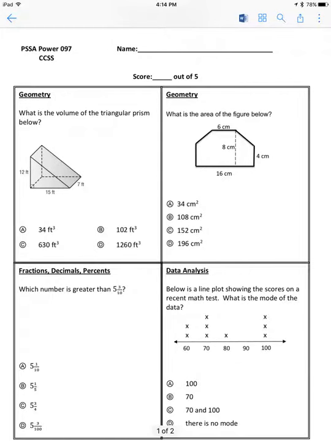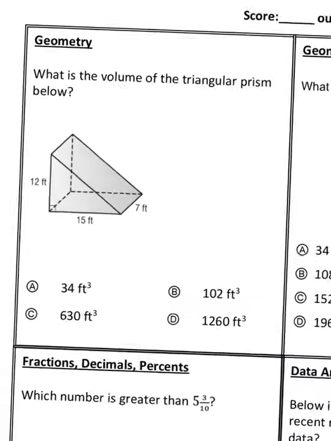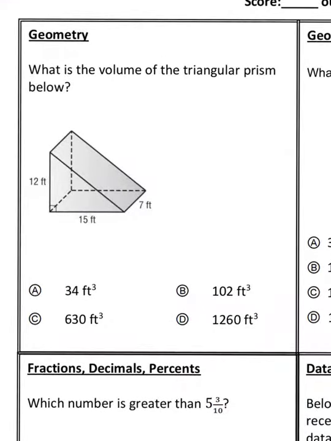Okay, it's time to go over PSSA Power 97. Make sure you're making all corrections so you get 98 correct. So let's start with the geometry problem. What is the volume of the triangular prism?